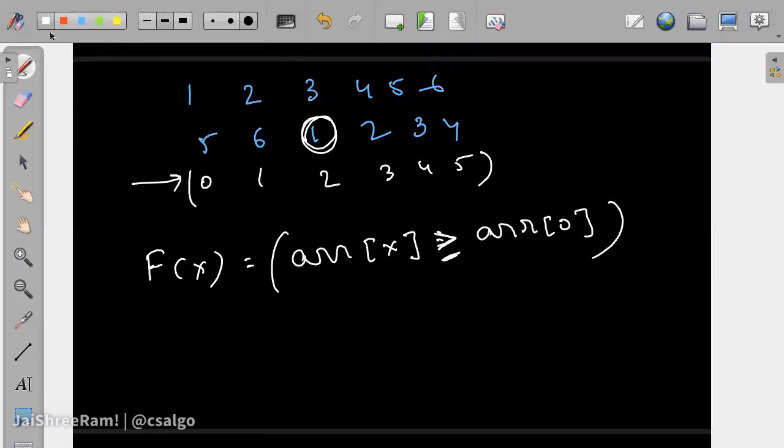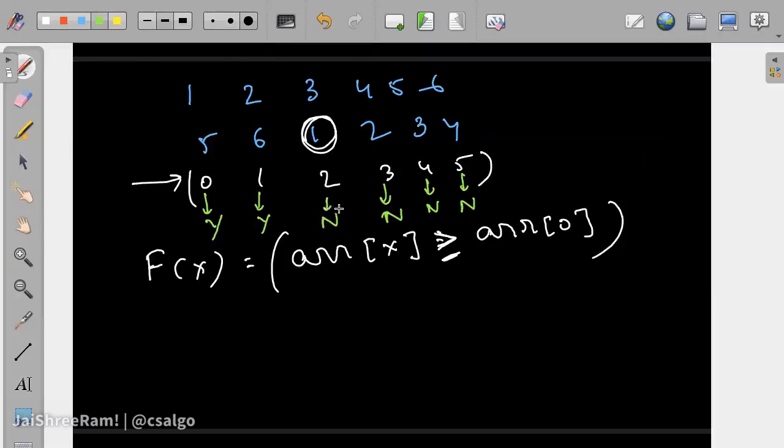Now if we talk about the values, what is the value of f of x when x is equal to 0? 0 maps to yes, 1 maps to yes, 2 maps to no, 3 maps to no, 4 maps to no, 5 maps to no. As you can see, this is a monotone space transformation that we are building using this f of x. So now we just need to search for the first no.